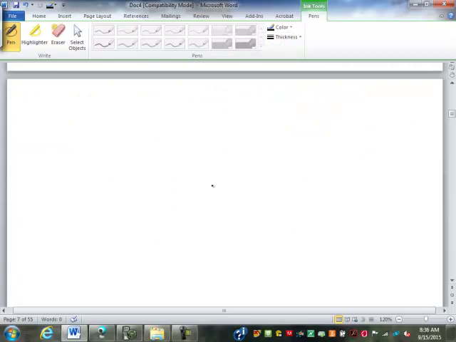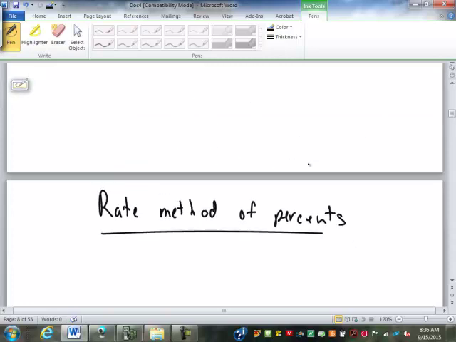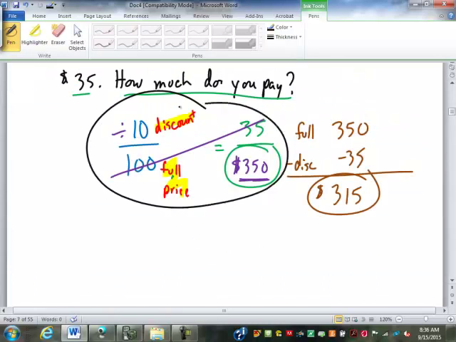We mentioned when we were starting to do the percents, we mentioned something about a rate method of percent. Stick with me, guys. You know, what we've been doing, this here, is a proportion. And I said I liked it because it's always cross multiply and divide. You don't have to worry about trying to decide, do I multiply, do I divide, whatever.